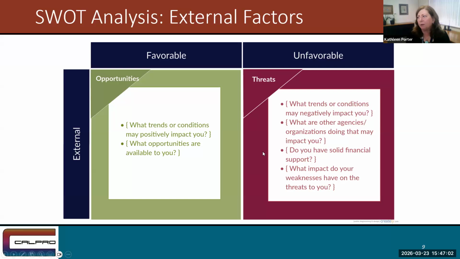And then threats would be these conditions that are external that might threaten you, that might be unfavorable. And so what are other organizations doing? A lot of times we feel competition with private vocational schools, for example. So if you're going to start a medical assisting program and you have Pima College down the street, that could be a threat. Do you have solid financial support?